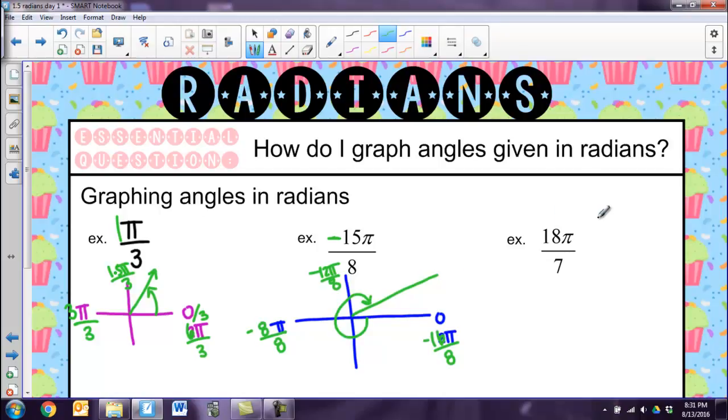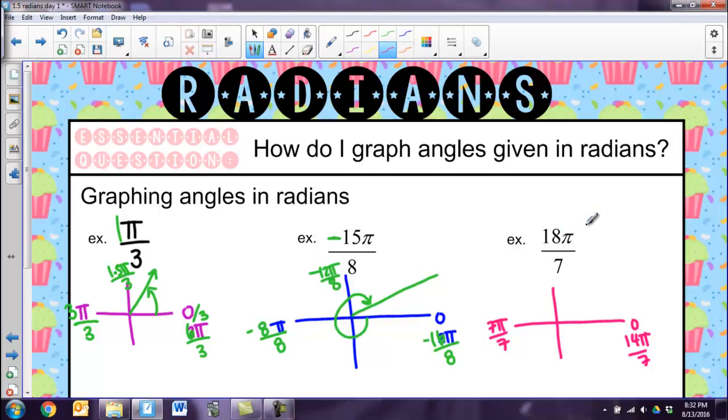Okay, now what about 18 pi over 7? If I went ahead and did those same steps that I've been doing, and I drew my plane, and I knew that this was 0, and I would even skip ahead and say, oh, this is 7, so 7 pi over 7, and this would be 14 pi over 7, I would notice right here that this angle is bigger than just one rotation. So this angle is actually bigger than 2 pi, because that would be 14 pi over 7.